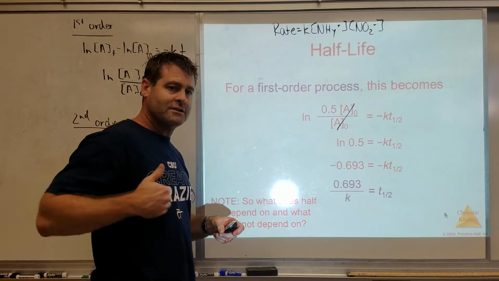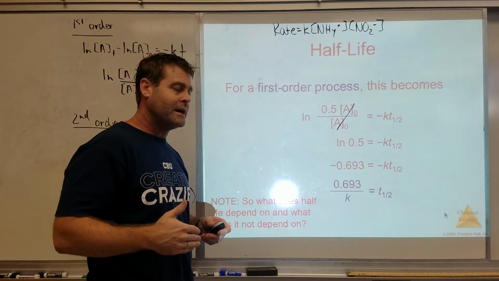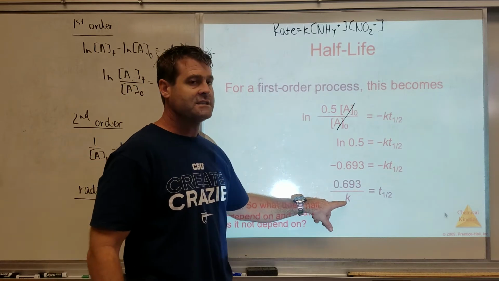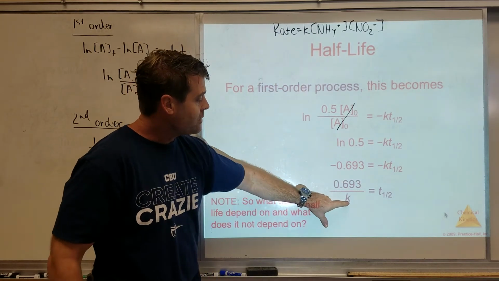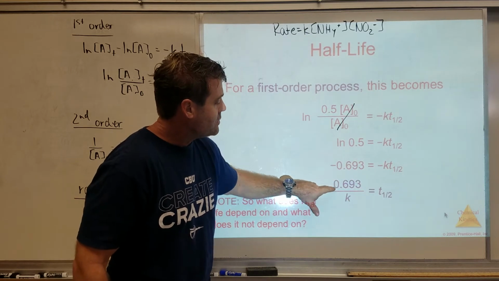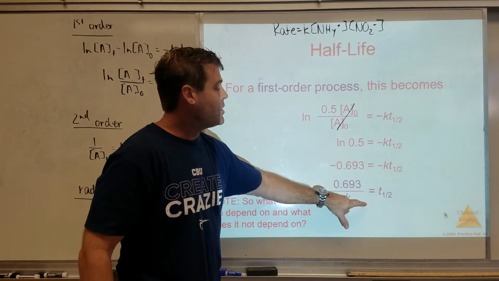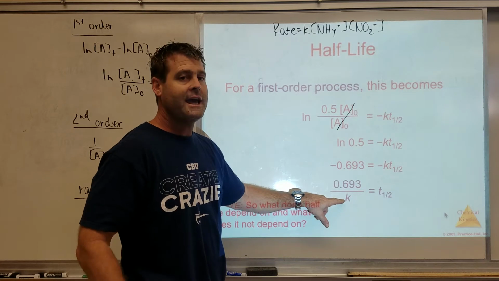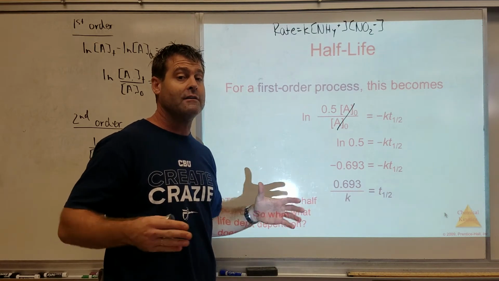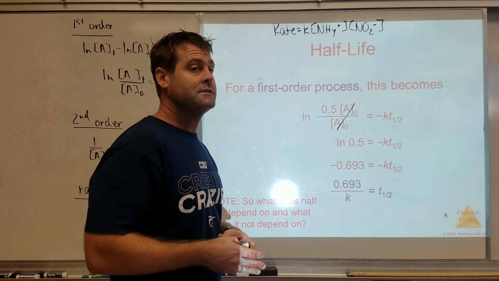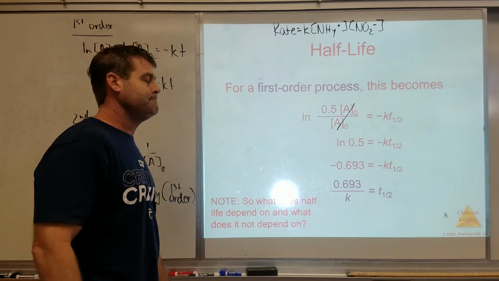The faster it reacts, you're going to reach the halfway point much faster. And when you think about it, a small K value corresponds to a slow rate. So the smaller this number is, since it's in the denominator, the larger the half-life value is. So the smaller the K, the slower the reaction rate, the longer the half-life, the longer it takes for a substance to decay to half of what you originally had.